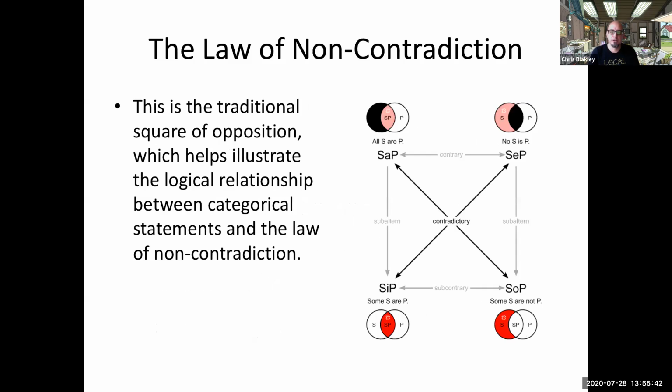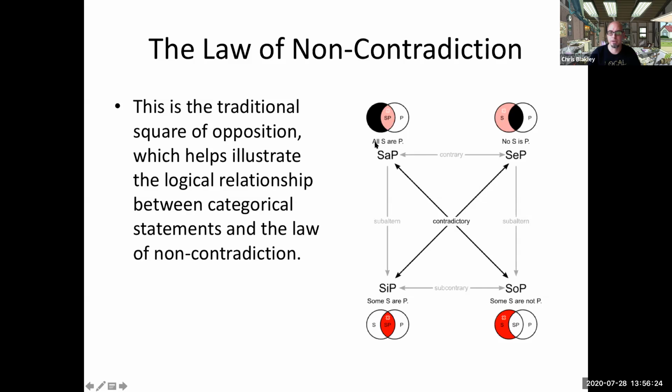So following up on those formulations of the law of non-contradiction is Aristotle's traditional square of opposition. There are several different logical relationships on this graphic, but the ones we're most concerned with are the opposites, the contradictory relationships. And so we have all S are P up here, and in order to disprove a universal claim, you don't have to show that that's never the case. You just have to show one instance in which it's not the case. So the contradiction of the universal affirmative statement, all S's are P's, is some S's are not P's. And again, some just means at least one.